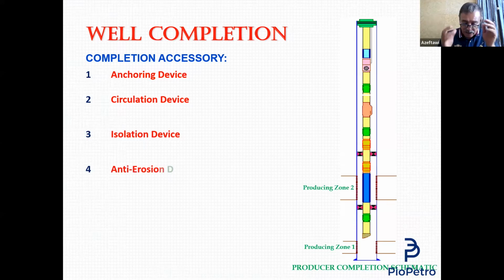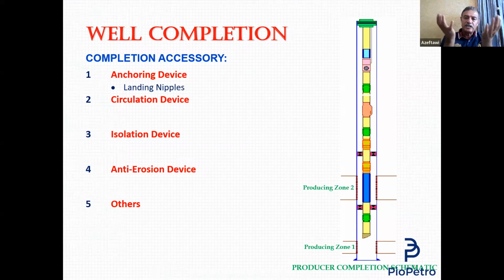Then we have a group we call isolation device, anti-erosion device, and the last group we call others, where we put everything else that we cannot classify into these groups. If you go back to these groups, the first one is the anchoring device. The anchoring device is mainly landing nipples. The landing nipples we add to the completion are actually to receive what we call FCD, flow control devices.